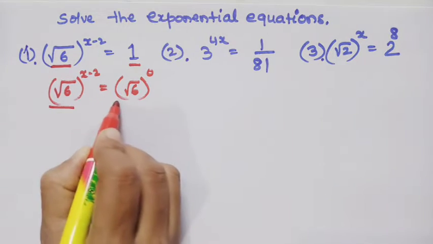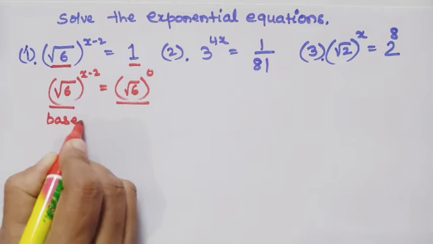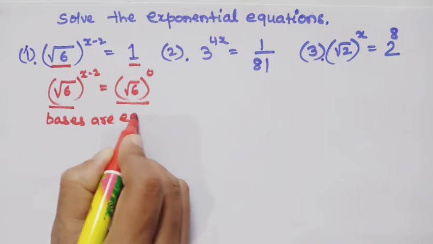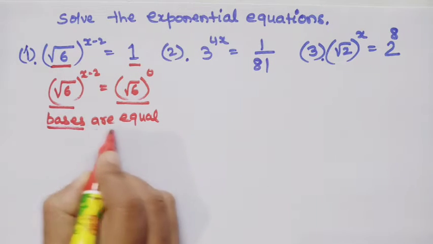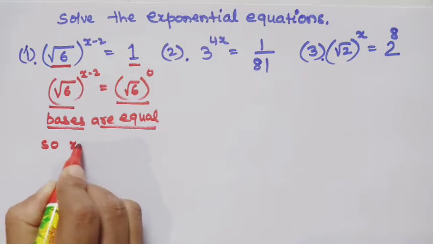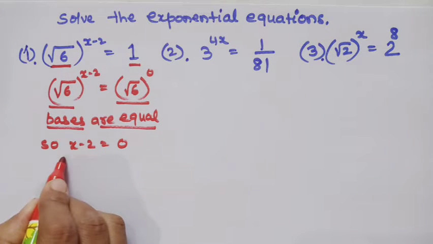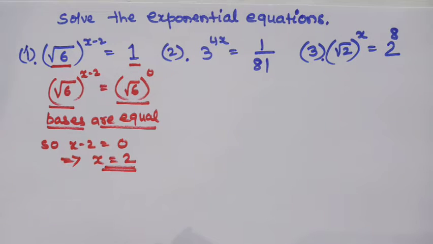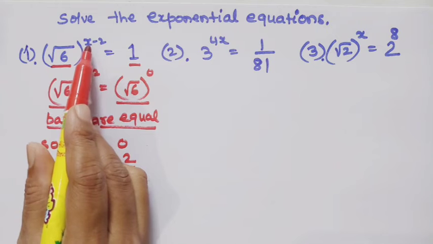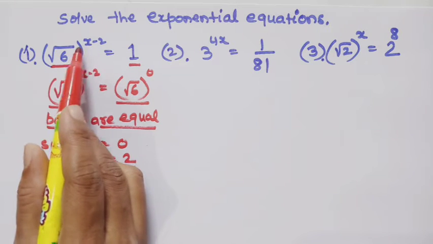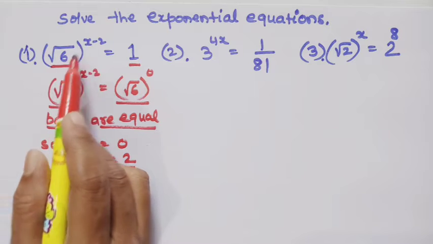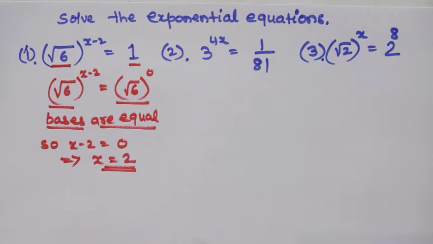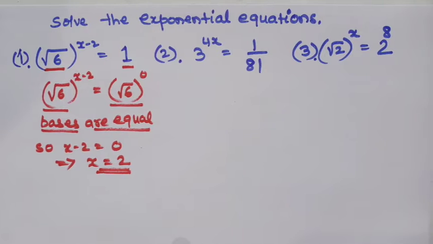Now see, bases are equal. When bases are equal, your powers will also be equal. So x minus 2 is equal to 0. This says that x is equal to 2. So here your answer is x is equal to 2. You can verify also, children. Root 6 to the power x minus 2. If you put x equal to 2, what will happen? Root 6 to the power 2 minus 2, that means root 6 to the power 0. And root 6 to the power 0 is nothing but 1. So I think this is clear to all of you. Now let us see the next part.